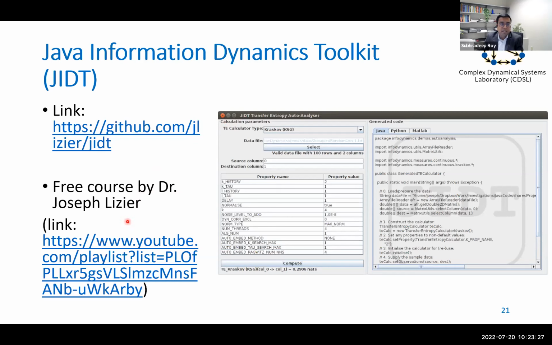To learn more about this, I would also like to share a good resource that's also available in the GitHub link. There is a series of courses by Dr. Joseph Lizier. There are short series of lectures which introduce these information theoretic concepts as well as the right way to use this software. Today, as part of the demonstration, I'm going to show you how to use this JIDT toolkit with one example. But I will come back to that later.